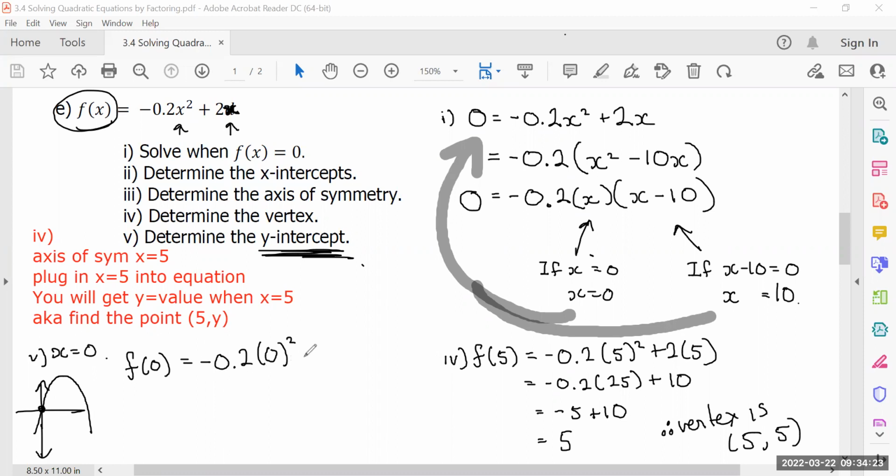Negative 0.2 times 0 squared plus 2 times 0. That's 0 plus 0. The y-intercept is 0. It just happens to be the same as the x-intercept. So the y-intercept is 0, 0. It's also an x-intercept, but it's also a y-intercept.